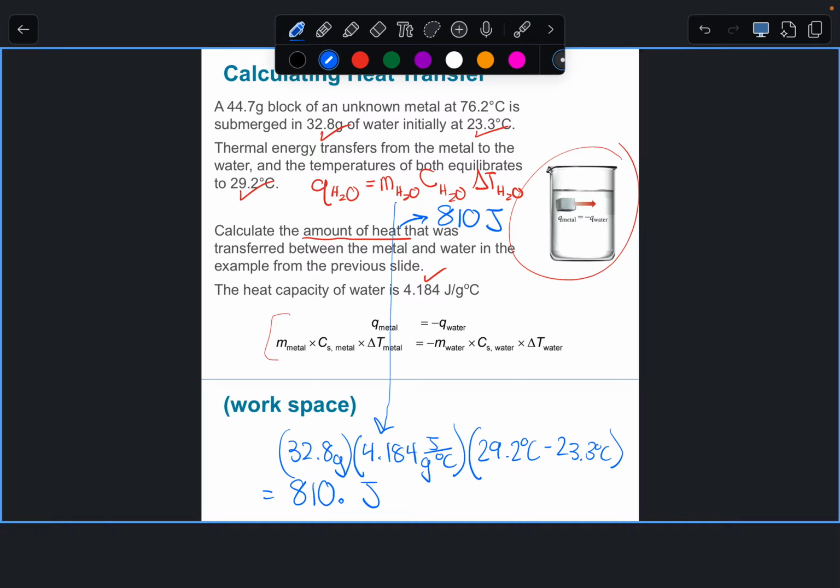Now, if you were given something in kilograms, obviously you need to change it into grams. The units are always given by the constant. So like this is joules per gram degree Celsius. That's how you know it needs to be in grams. That's how you know that the temperature needs to be in Celsius. Now, technically, in this instance, since it's a difference, you could get away with leaving it in Kelvin, but maybe don't do that just because you don't want to confuse yourself later.